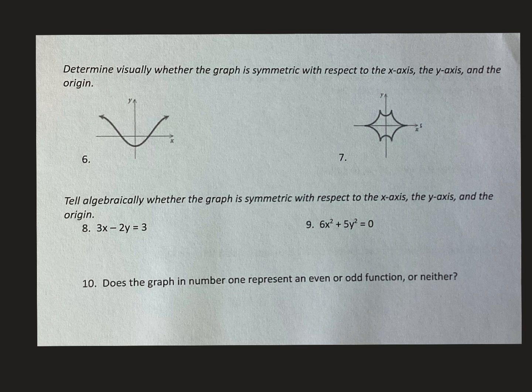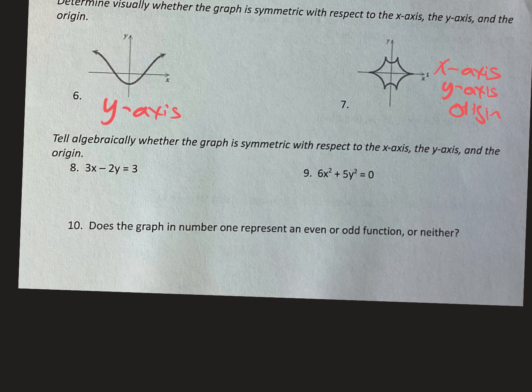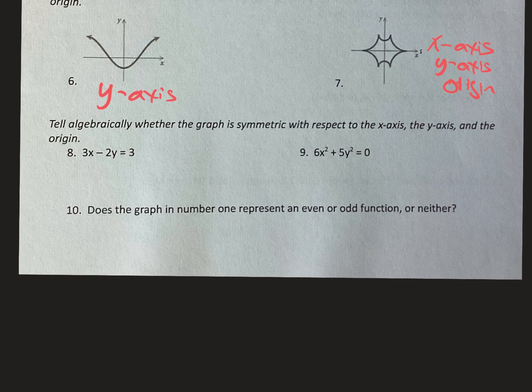Determine visually whether the graph is symmetric with respect to the x-axis, the y-axis, and the origin. Number 6 is definitely symmetric with the y-axis. Number 7, x-axis for sure, y-axis for sure. And if it's the x-axis and the y-axis, remember, that means origin automatically, so you've got origin there. Number 8, tell algebraically which one is which. What you need to do to tell the y-axis symmetry is plug in a negative x. If I plug in a negative x, see if I get the same thing.